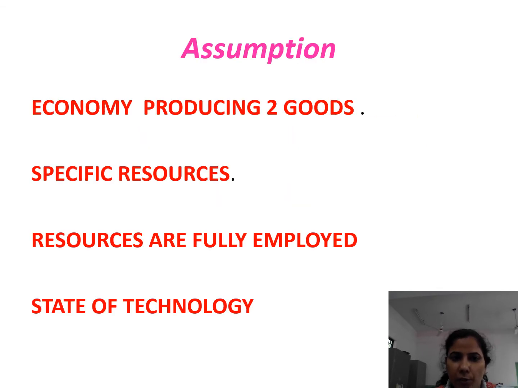The production possibility curve is based on certain assumptions. The first assumption is the economy produces only two goods. Secondly, resources are given, and these resources are fully employed, that is, there is no wastage of resources. The state of technology is given or constant. Once you apply labor intensive technology, this will continue. Once you apply capital intensive technique, it will continue.